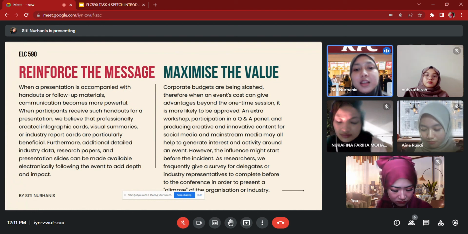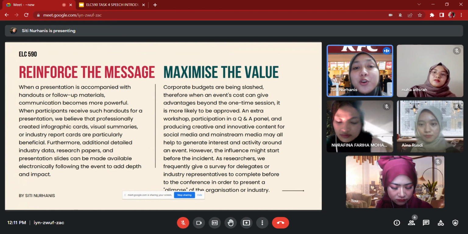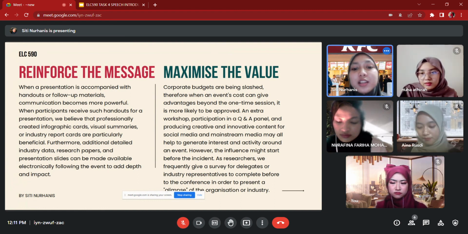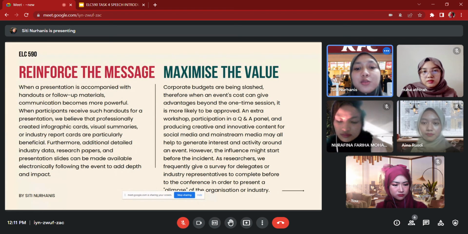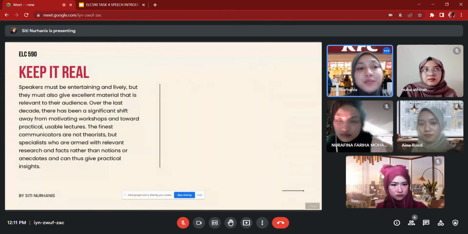However, the influence might start before the event. As researchers, we frequently give a survey for delegates or industry representatives to complete prior to the conference in order to present a glimpse of the organization or industry.